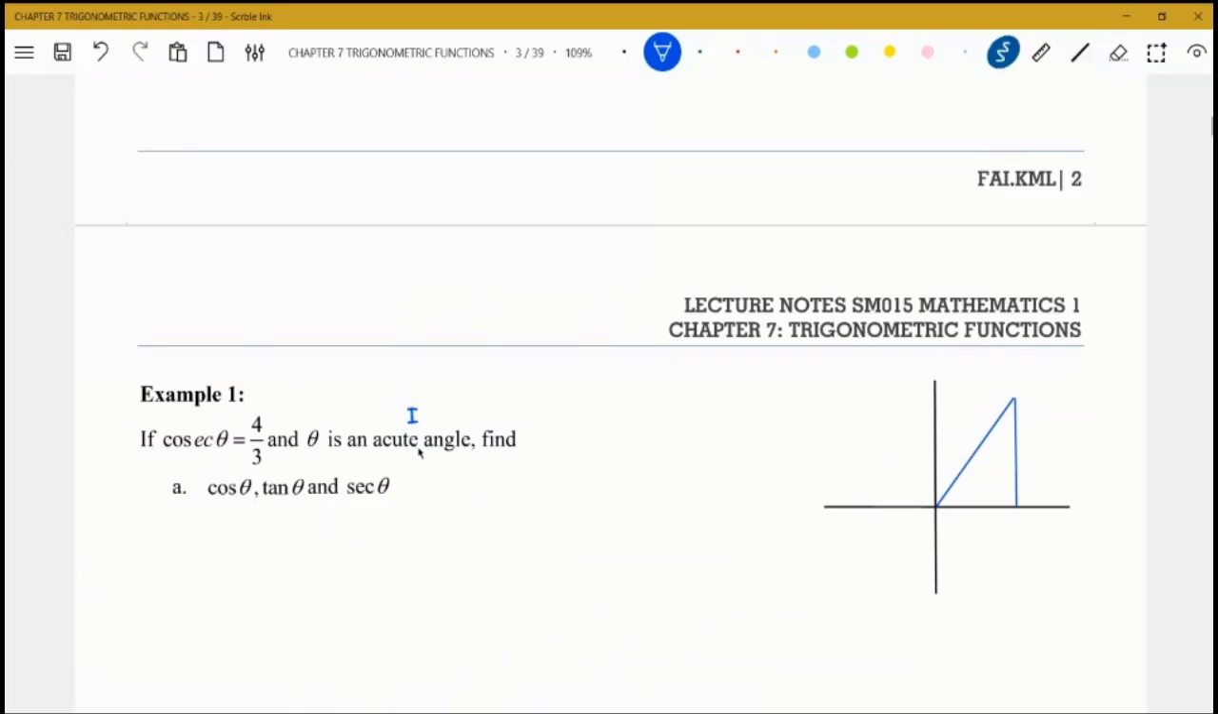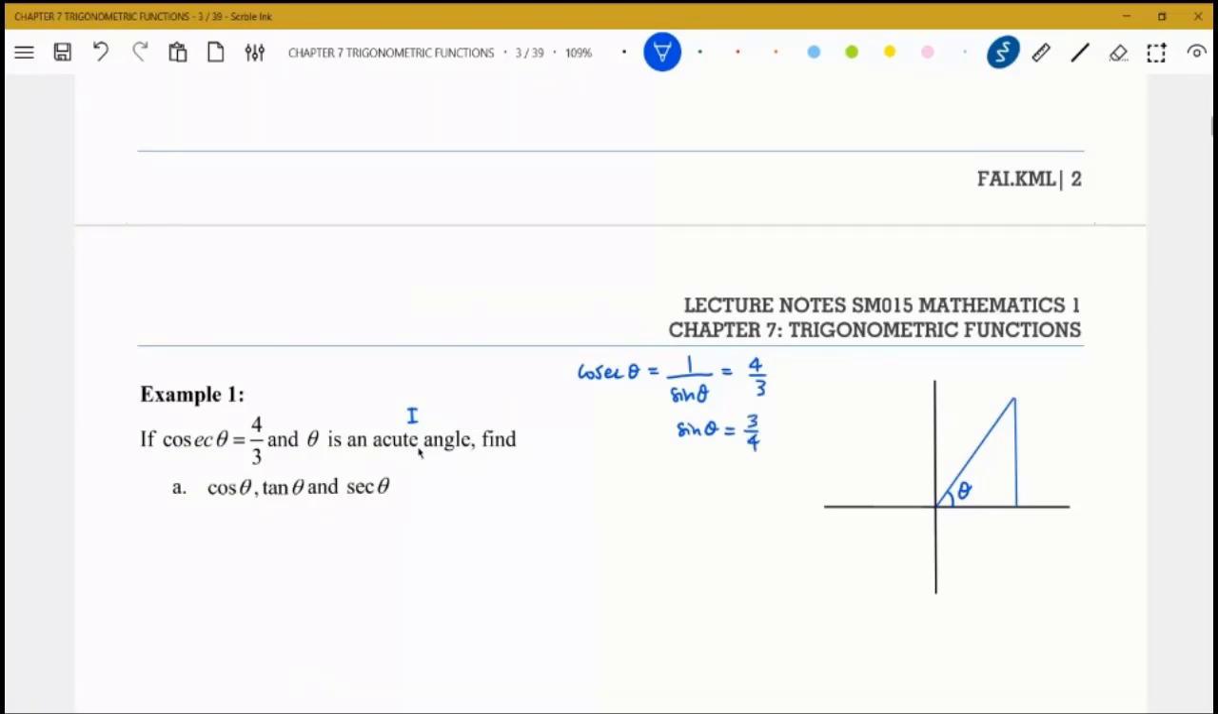Okay, so this one should be your theta. Cosecant theta, kita nak labelkan dulu kamu punya side. Cosecant theta is the same thing as 1 over sin theta, which is equal to the value that adalah 4 over 3. So make sin theta the subject, and we're going to have the value 3 over 4.